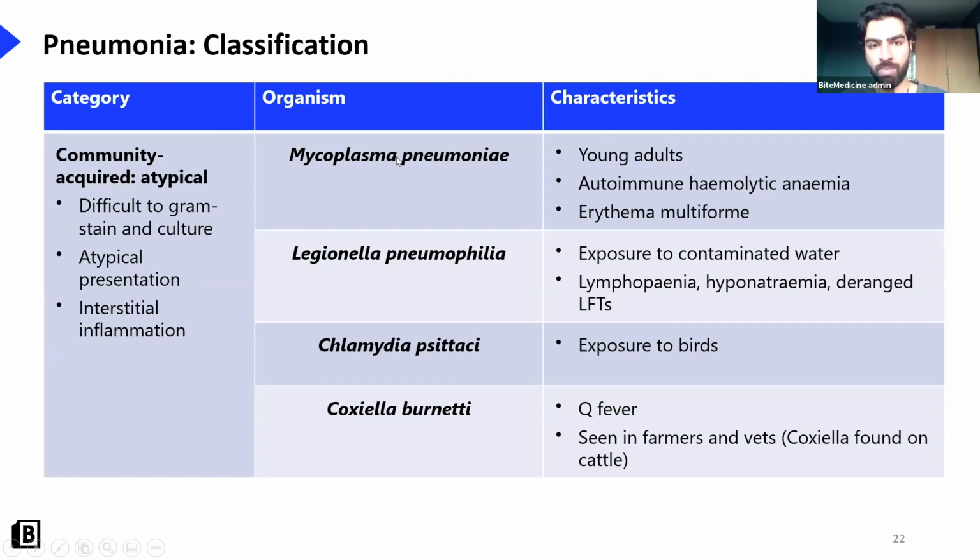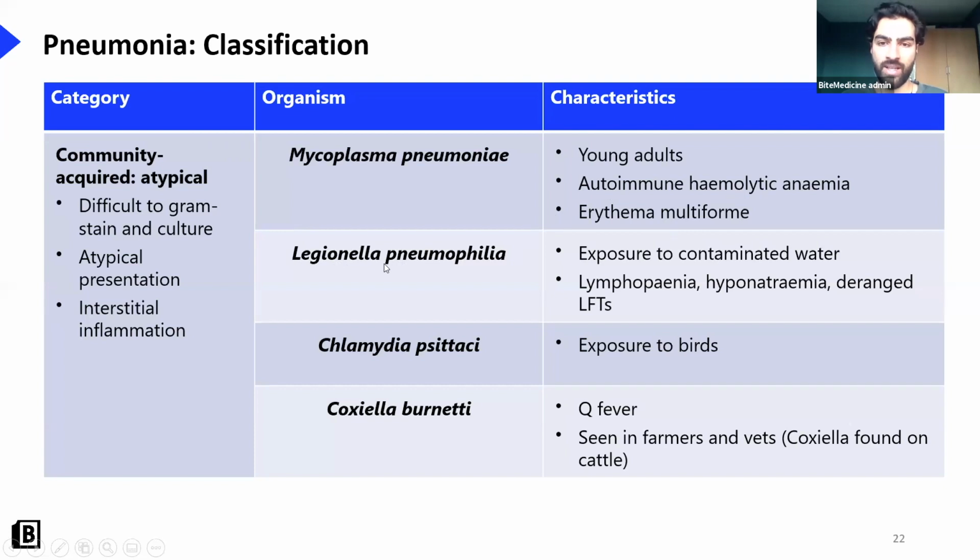Organisms include Mycoplasma pneumoniae, and we see these in young adults. Patients who get Mycoplasma infections, high yield exam associations, they can develop autoimmune hemolytic anemias and a rash known as erythema multiforme. I've never seen a patient with Mycoplasma developing these, but the exams like to test these key associations, so make sure you know them.